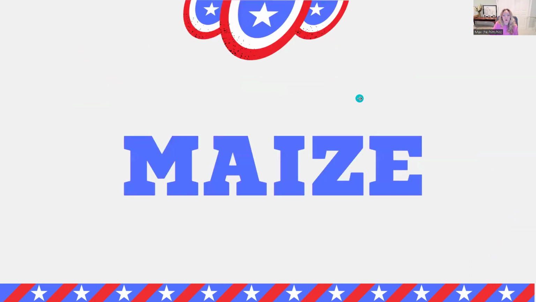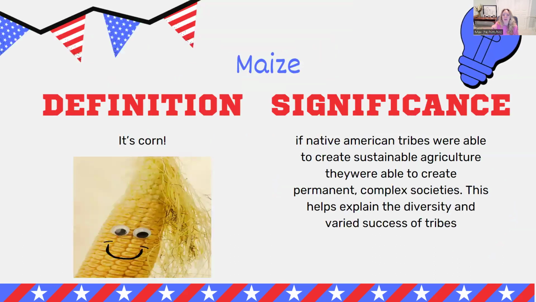All right, first one, maize. It's corn. So why is it significant? Basically, having stable crops is the number one factor that would determine the lifestyle and organization of any Native American tribe. If you were able to have agriculture, then you create a permanent settlement. And if you had a permanent settlement, you could create a more complex society. So we see that corn specifically, or maize, was the number one stable crop that allowed for the dominoes to fall to create more complex societies.